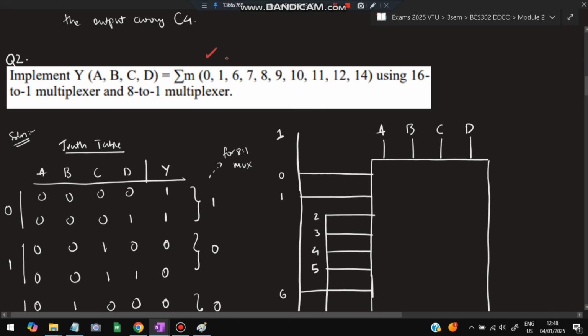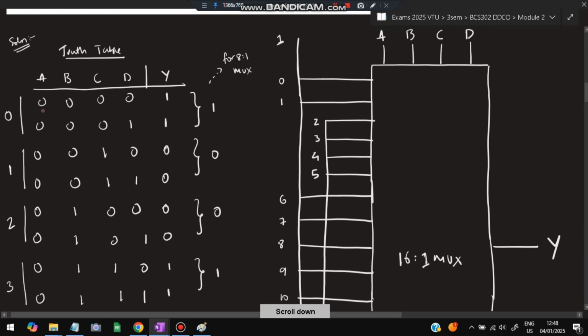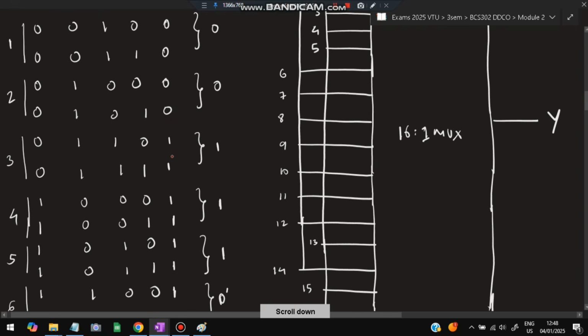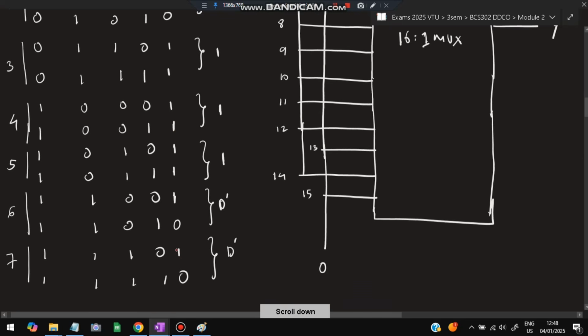Now based on these numbers, 0 is true, 1 is true, 6 is true, 7 is true, 8, 9, 10, 11, 12, 14 is true. Wherever it is true you have to write those numbers here and mark it as 1. So 0, 1 is true, then we have 6, 7, 8, 9, 10, 11, 12, and then we have 14 as true. Rest all you will mark as 0.